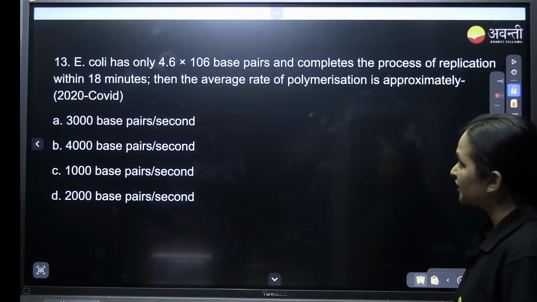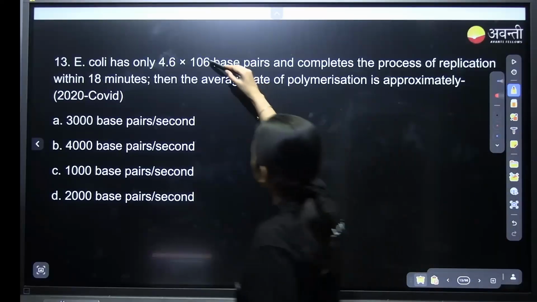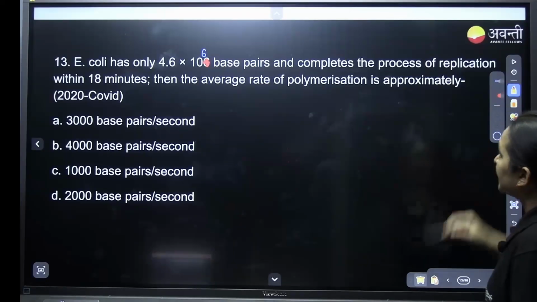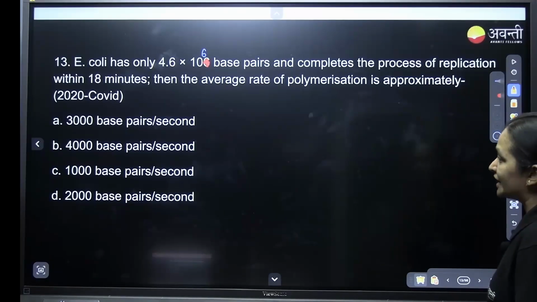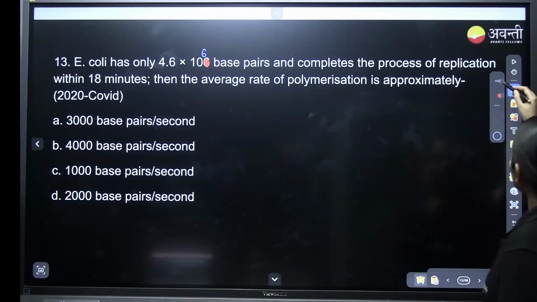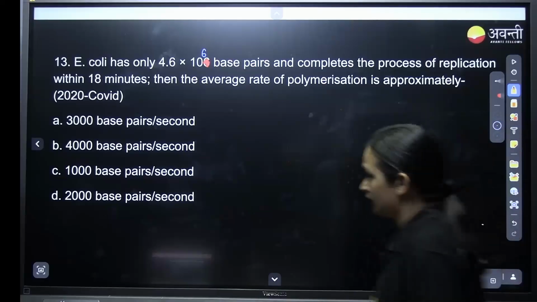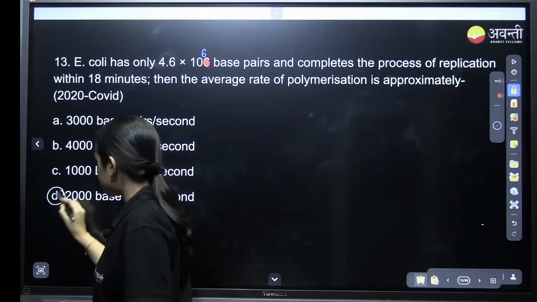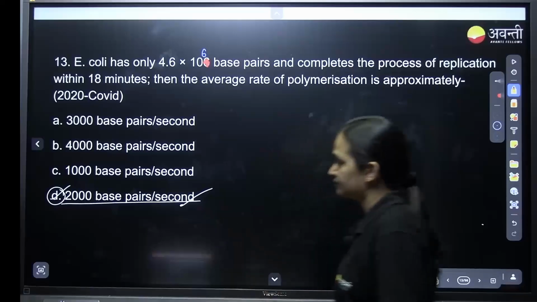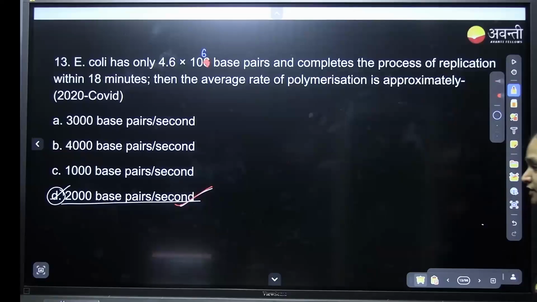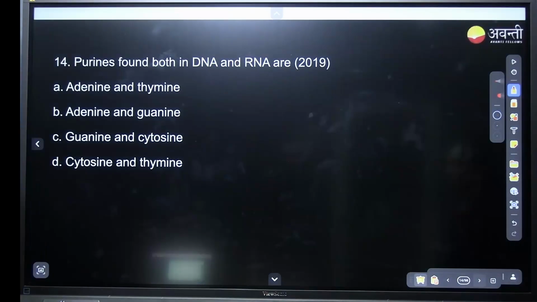E. coli has 4.6 into 10 to the power 6 base pairs and completes the process of replication within 18 minutes, then the average rate of polymerization is approximately. This is a directly concept based question. Tell me. Option D, 2000 base pairs per second. Option D is the correct answer. Understanding? Directly you can say 2000 base pairs per second.